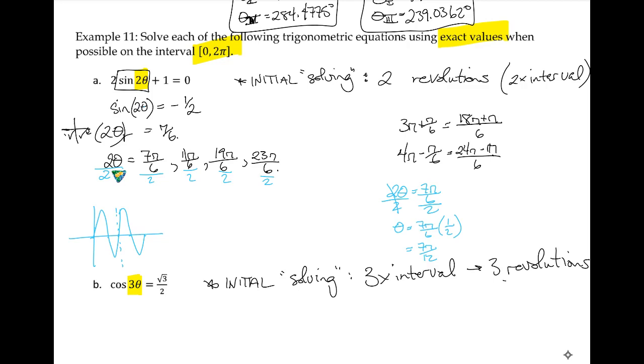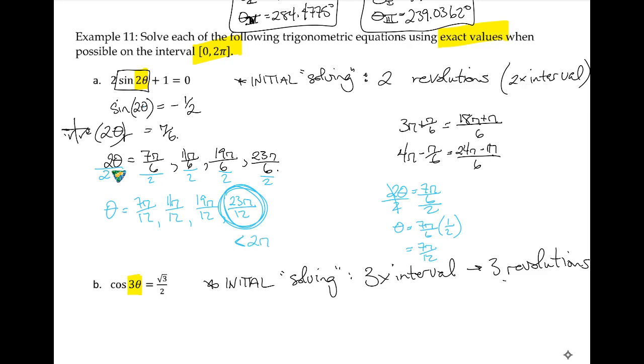So that's why we have to account for that 2 revolutions, because once I actually finish this question and I divide all of these by 2, what I'm going to end up with is my 7 pi over 12, but I'm also going to have 11 pi over 12 and 19 pi over 12 and 23 pi over 12. And you'll notice that this is technically less than 2 pi.